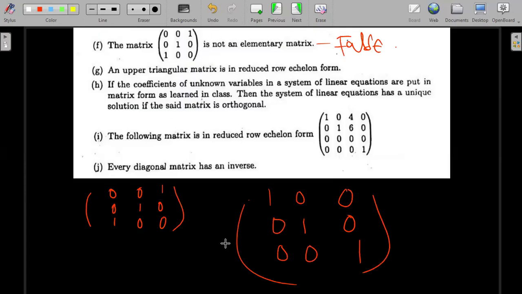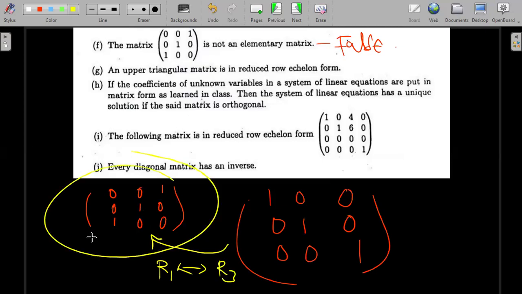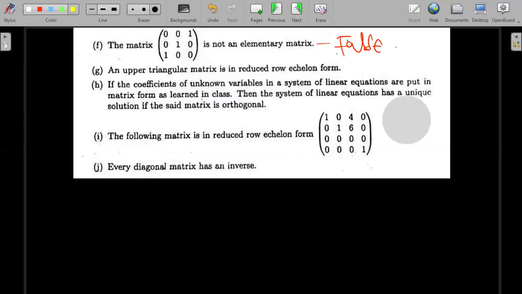So it means this was the original matrix that we had, and then from this original matrix, they applied a row operation where they are switching row 1 with what? Row 3. And then they got this. So it means this here is an elementary matrix. So this statement that's saying this is not an elementary matrix, we're going to say it's false based on this. All right, and then we look at G. If you have any question, just answer, guys.